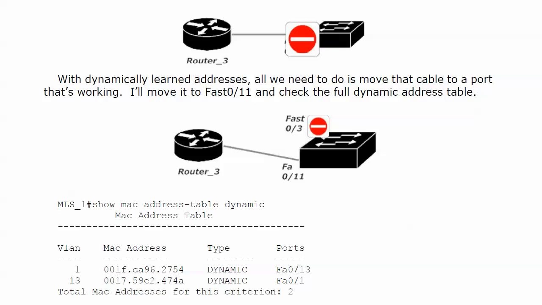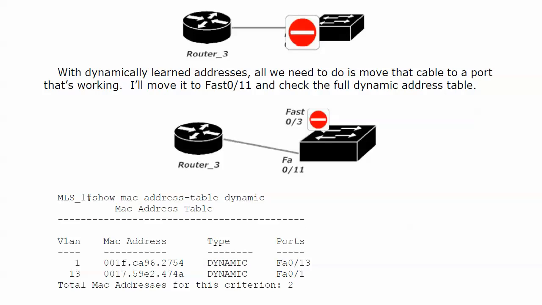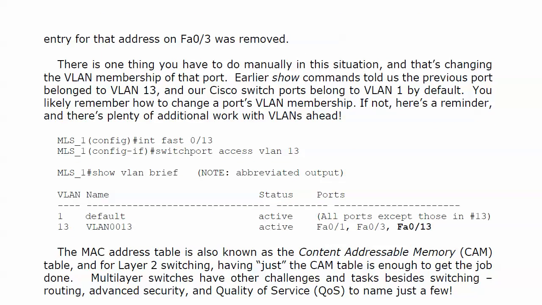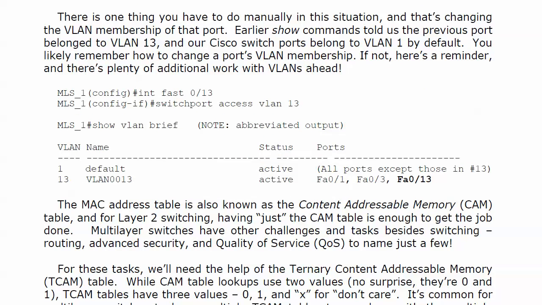It's just that fast. No aging was necessary, because as soon as the switch sees frames coming in from router 3 from that MAC address, but on a different port, it says, okay, wait a minute, this one has obviously been moved, and I will now recognize fast 0/13 as the correct port for this particular MAC address. Nothing to it. Now, there is one thing you have to do manually in that situation, and that is changing the VLAN membership of the port.